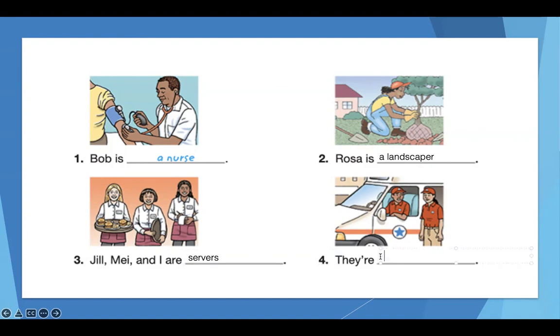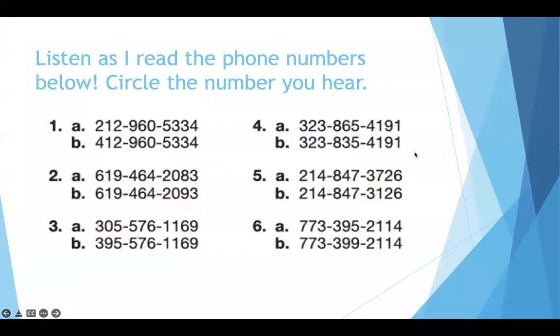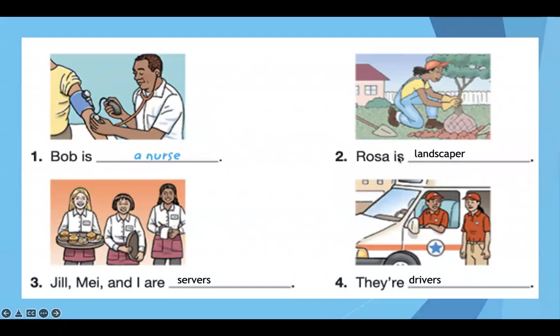All right, and number 4 is very similar. They're drivers. So we don't use a or an because we're talking about 2 people, and we add an S at the end. So I also typed this out here. I'll read all of the sentences one more time. Bob is a nurse. Rosa is, this should be Rosa is a landscaper because it's one person. Jill, May, and I are servers. They're drivers.